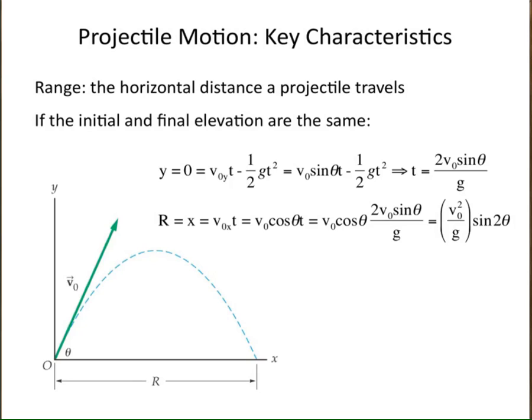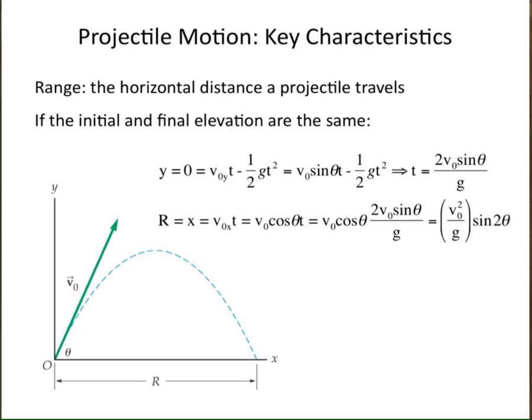So the question is, we need to find some characteristic information about the time of flight and the range of the projectile motion. When I say time of flight, that means the time it takes for the object to land, okay? The duration of the time right from throwing of your object until it hits the ground again. So this time we can express in terms of the initial speed, V0, and also the initial throw angle of the object. Let's do this.